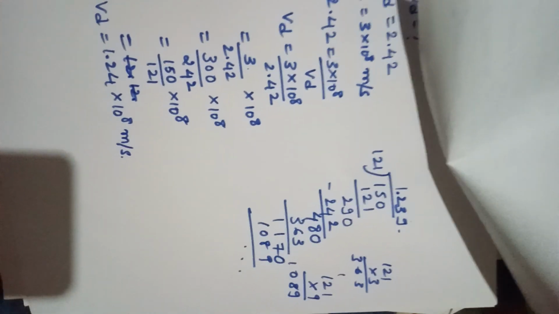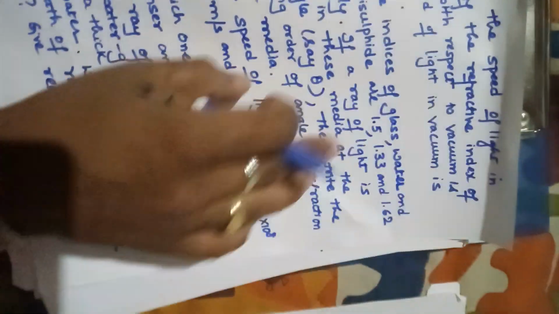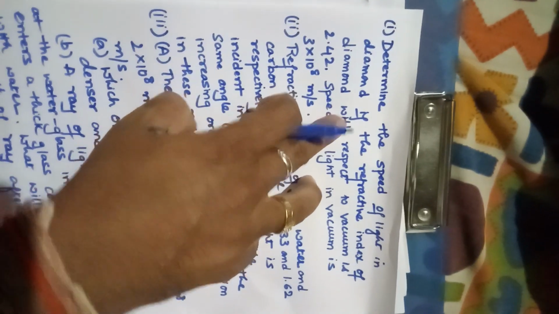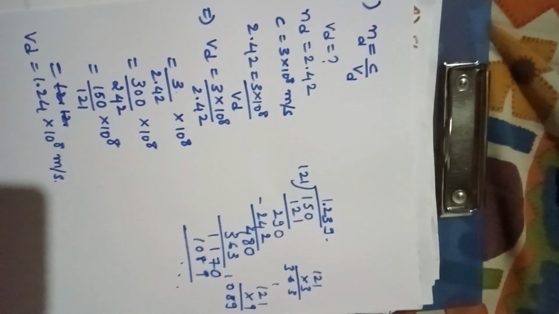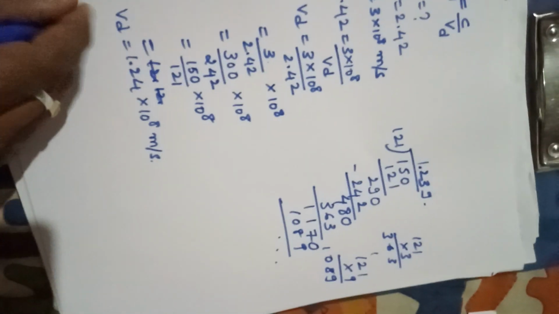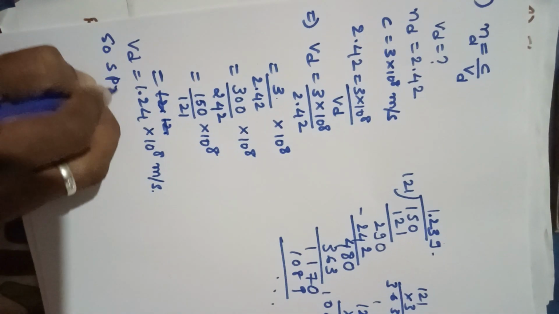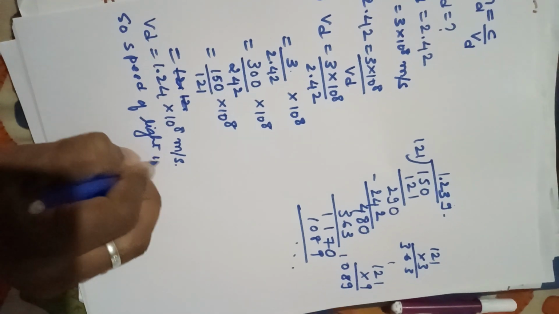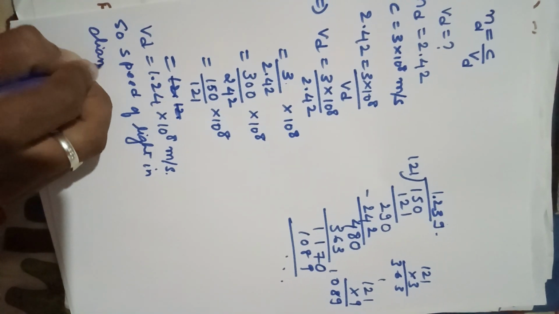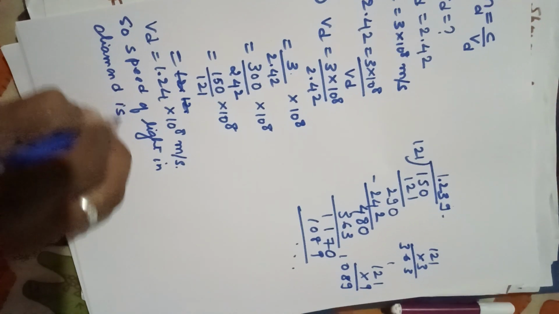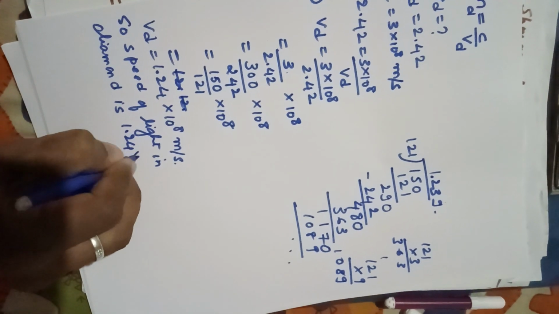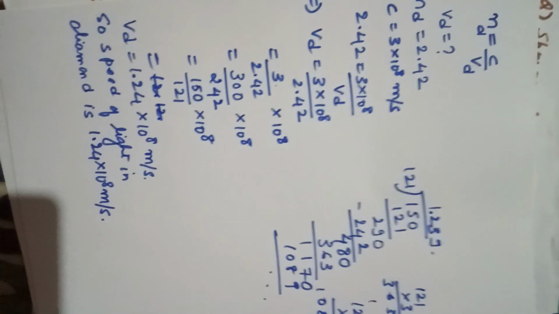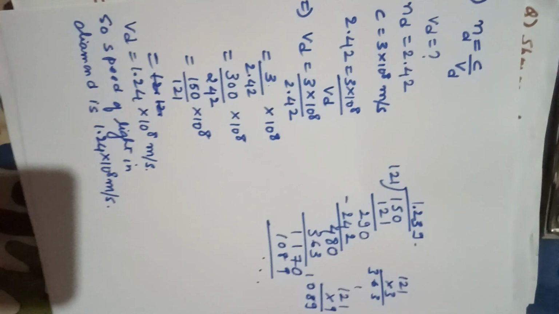So what is the question? In the first sub question, we need to find out the speed of light in diamond. Now we can say the speed of light in diamond is 1.24 into 10 power 8 meter per second. So we have answered the first sub question.